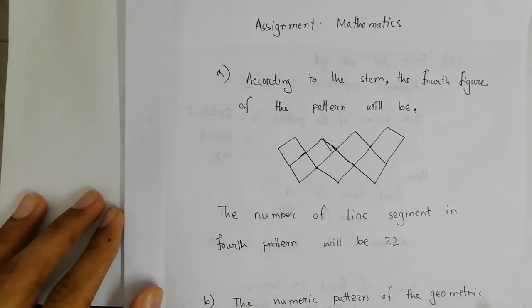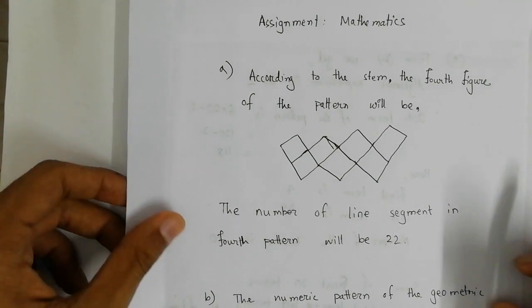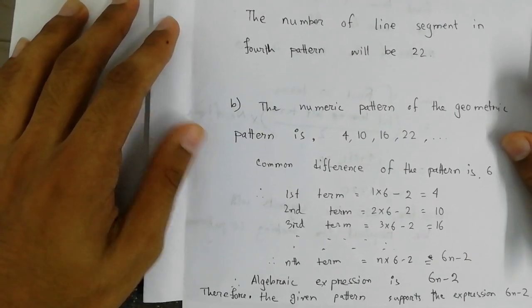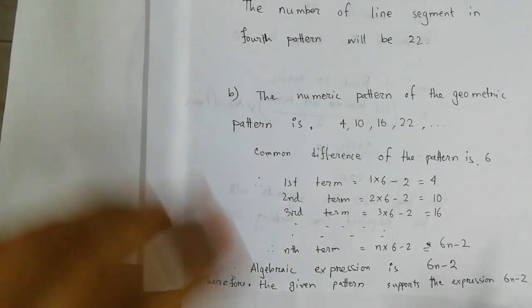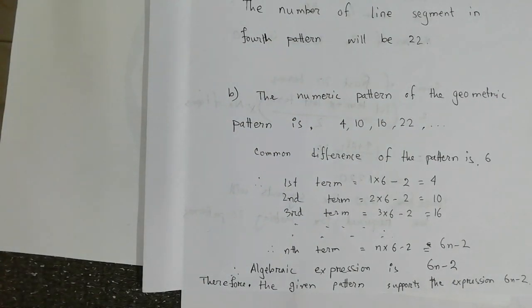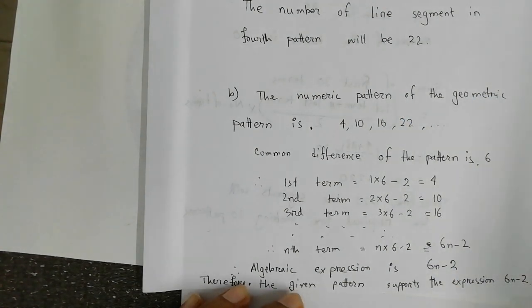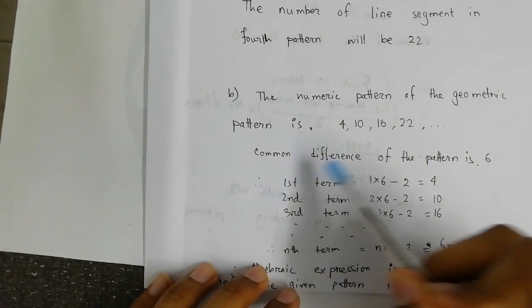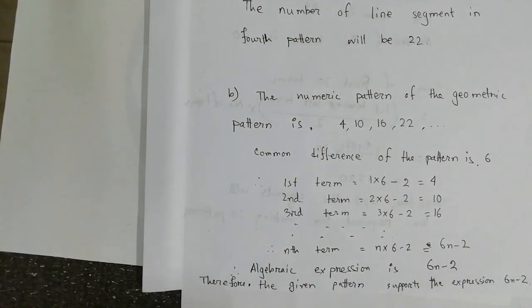In the next question, they have asked to find the algebraic expression. Let us see how we can form it. As you can see, we have written here the number of line segments of the geometric pattern, which gives the numeric pattern 4, 10, then 16, then 22, and it goes on. The common difference here is 6. You can easily calculate it from each of the parts.